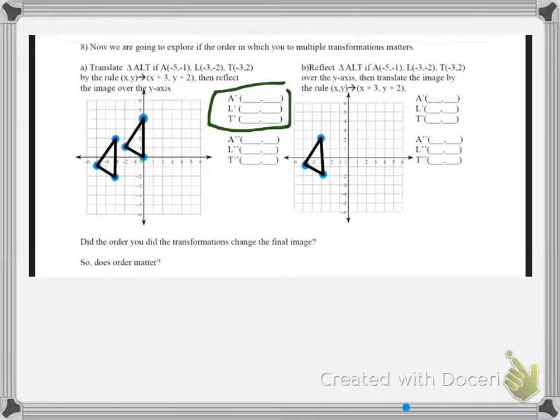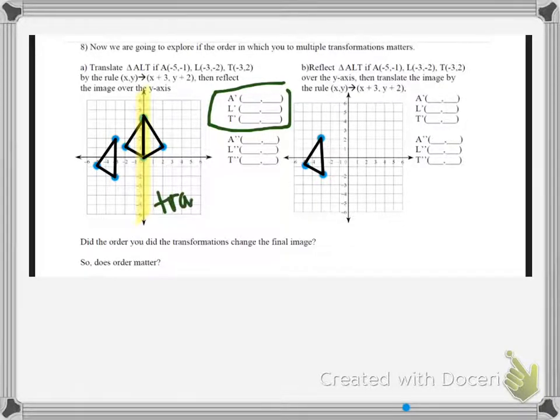Okay. And then it says reflect the image over the y-axis. Well, here's your y-axis right here. So the rule for reflecting over the y-axis is that the sign of the x value changes. Well, two of the points are right there on the y-axis, so they're not going to move at all. But the point on the left of the triangle is going to flip over to here. So there's our new triangle that's been translated, then reflected.